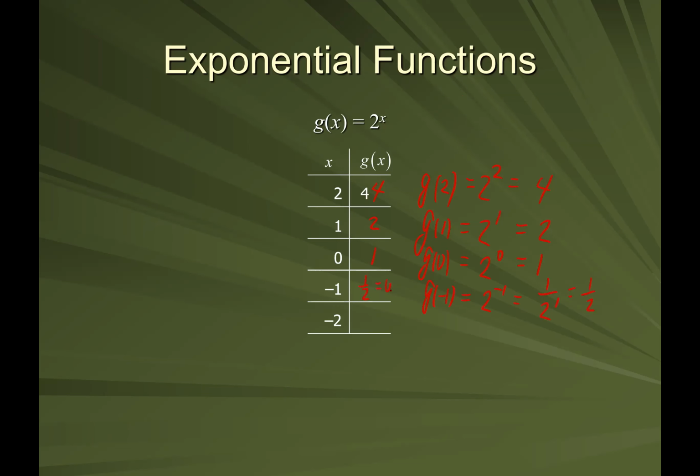You can write 0.5 if you want to, since you can convert it easily to a decimal number. And g of -2 is 2 raised to -2, which is 1 over 2 to the 2nd power. That's a quarter, and a quarter is 0.25.